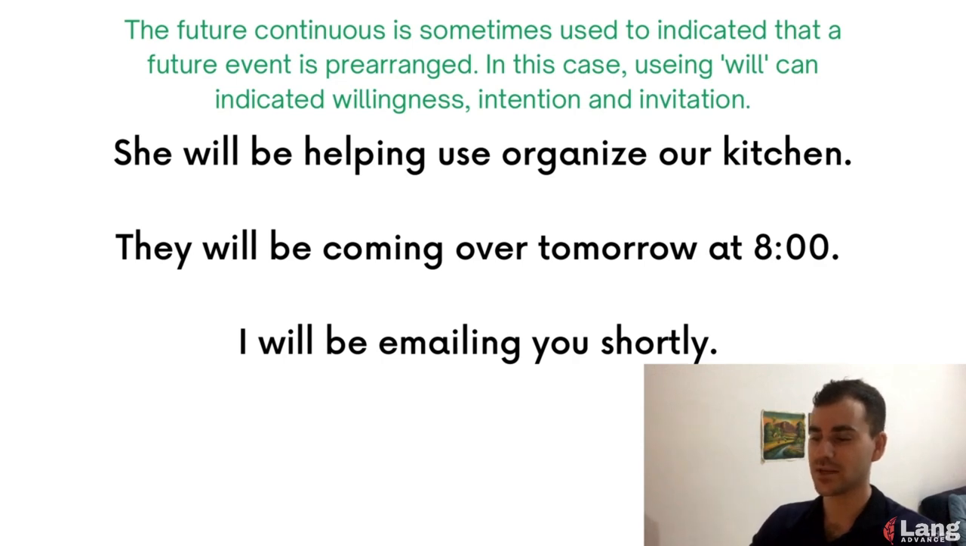She will be helping us organize our kitchen. They will be coming over tomorrow at 8. I will be emailing you shortly. In all 3 sentences, we're indicating that a future event is prearranged. Whether it be organizing our kitchen, coming over tomorrow, or emailing you shortly, all of these events are planned for the future. We're planning for them to happen.